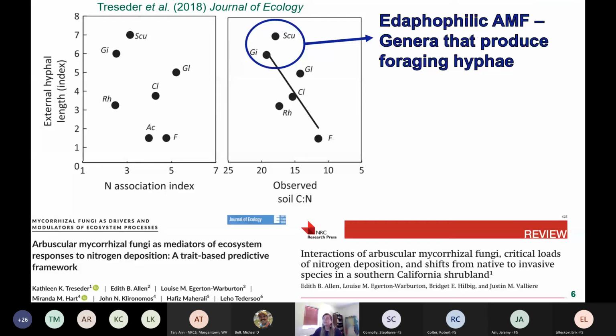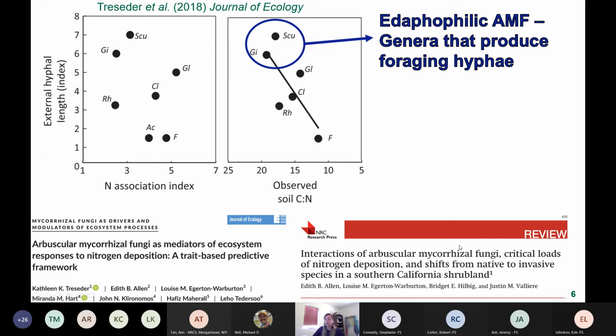And so in her paper, they found that these families were positively correlated with higher soil C to N. This backwards gets me confused. But they didn't find any relationship between external hyphae production and an association index.